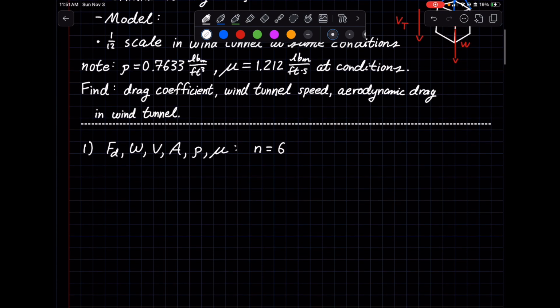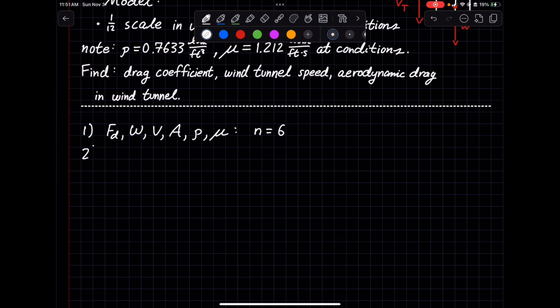Step 2: list the primary dimensions of the parameters. This is all from video 1 on how to do this slower. I'm going to speed through this, but I'll go through what I'm thinking as I'm doing it.